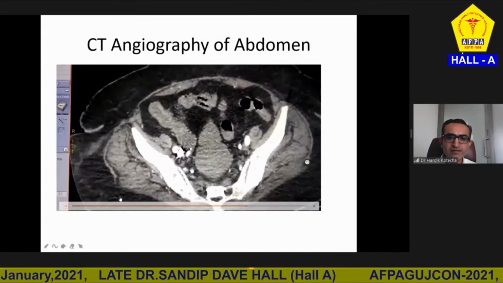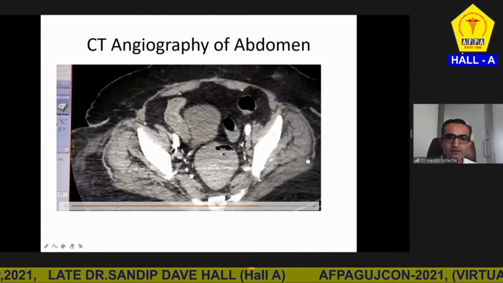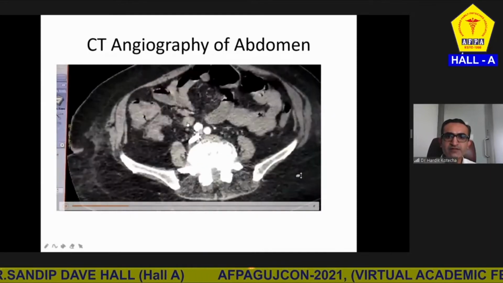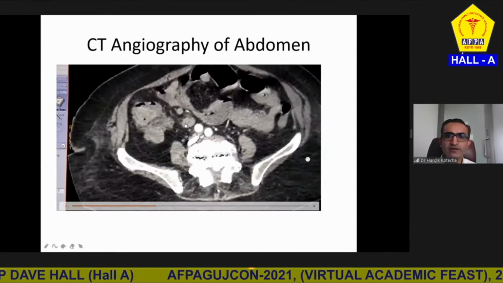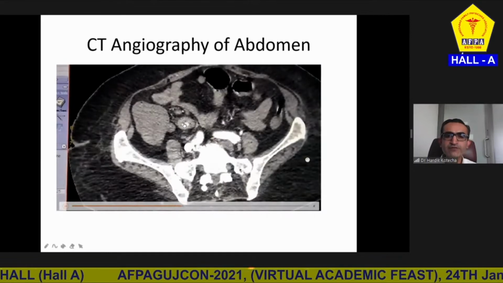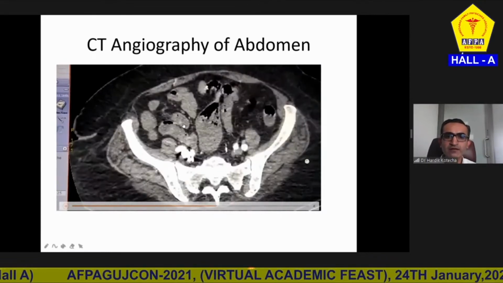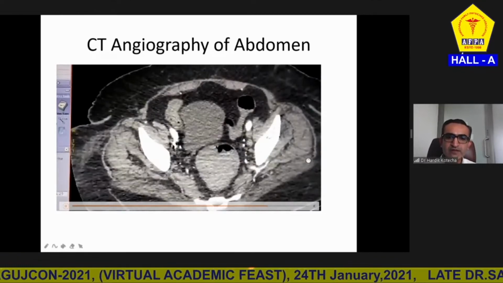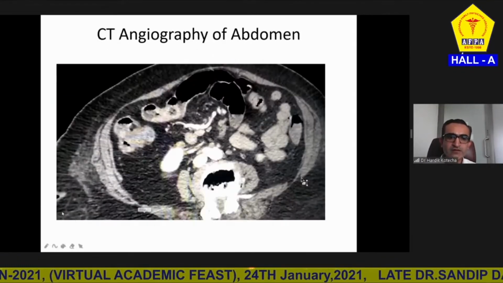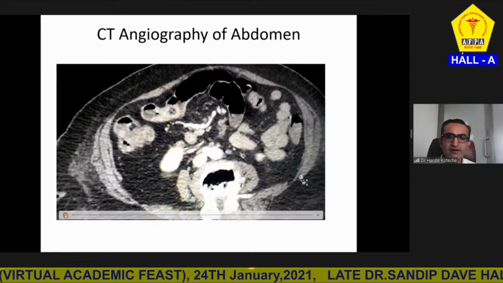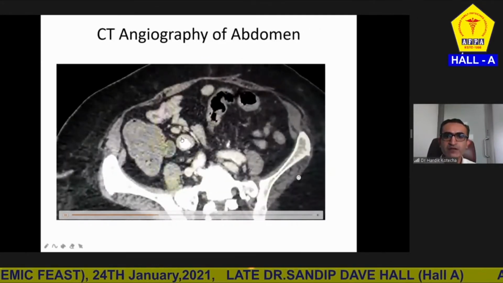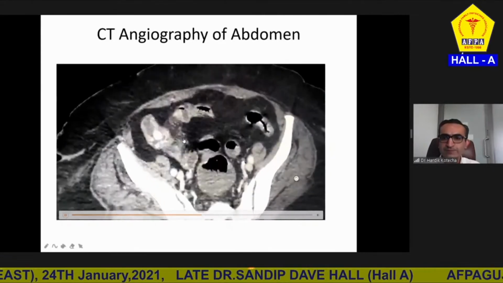If you can see in this image, in this area, see the contrast is getting extravasated in the small intestine. And this is around 50-60 centimeters away from the ileocecal junction. So in the venous phase, when we took the image, we can see that the contrast has filled the lumen of the small intestine. So there is active massive bleed.